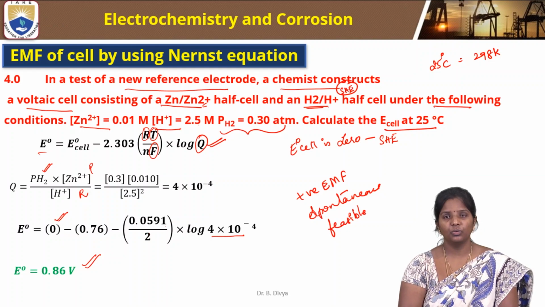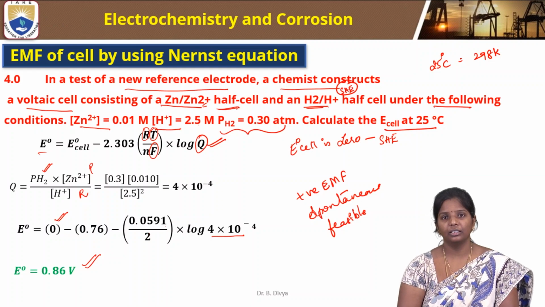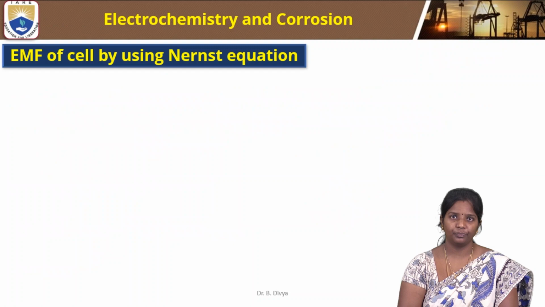It means that using a standard hydrogen electrode, we can calculate the potential of the other half cell, or the EMF.